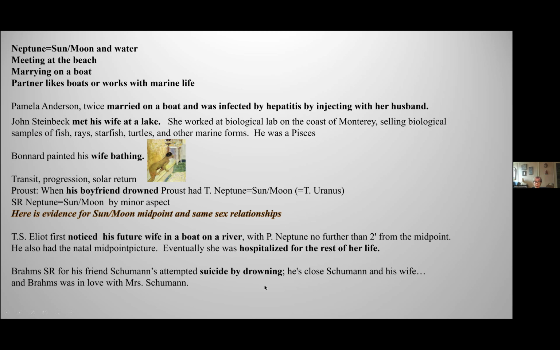And this is another convoluted one where Brahms' solar return included Neptune equals Sun Moon, and his friend attempted suicide by drowning. Now, the important part of this is that he was close to not only Schumann, but really close to Mrs. Schumann, and Brahms, in fact, was in love with Mrs. Schumann. So it described the important event in her relationship.